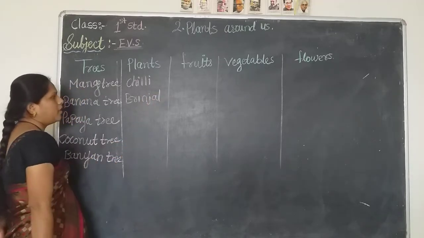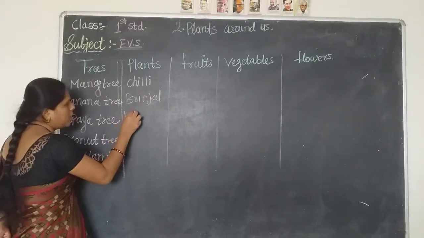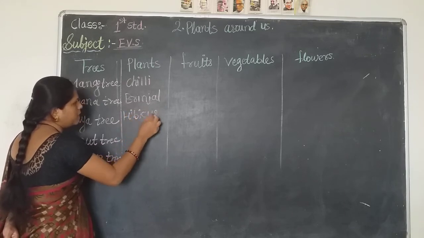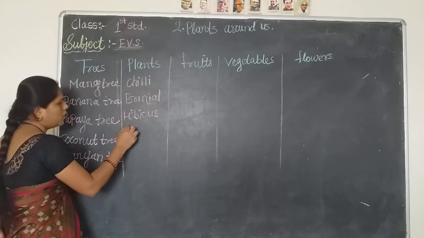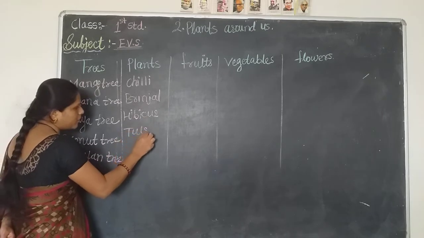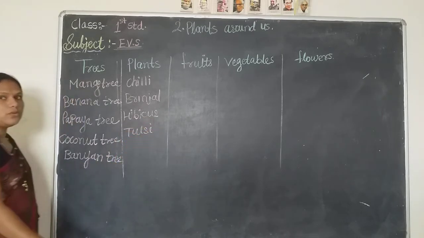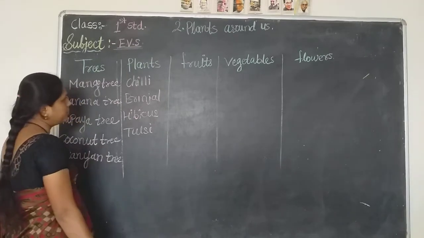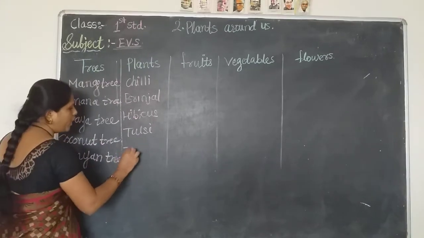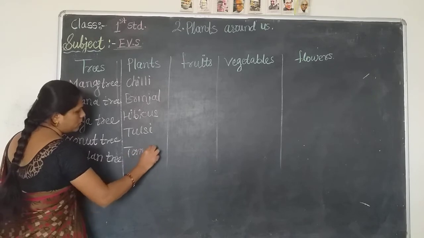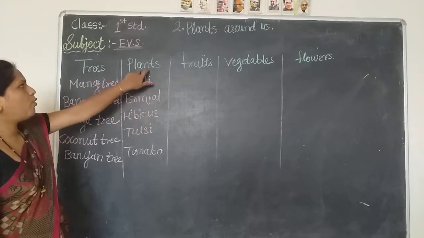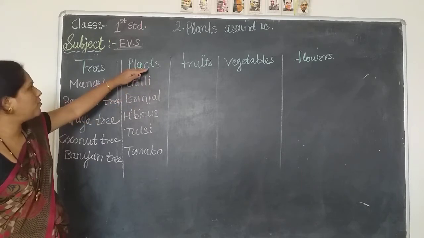Brinjal plant. Next one, hibiscus plant. Hibiscus plant. Next one, tulsi plant. Have you seen tulsi? Do you know tulsi? Yes. Next one, write down here tomato plant. Don't write in front of the plant because I have already written here. This is the sector of plants.